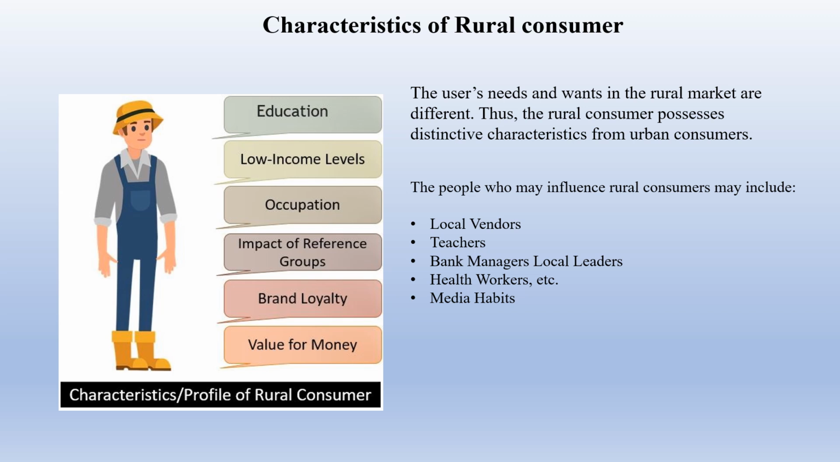Further, if you compare the wants of those people with urban people, the need of urban people is the want of rural people. You can figure that out. The people who influence the consumer are local vendors, teachers, bank managers, local lenders, health workers, and media habits. These people are influencing the consumers of rural areas. But how much influence they have is still questionable.